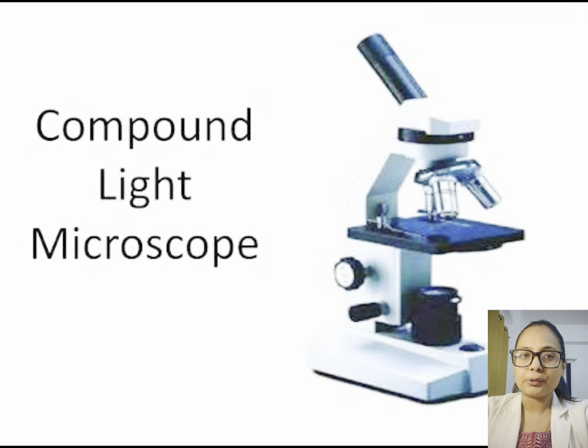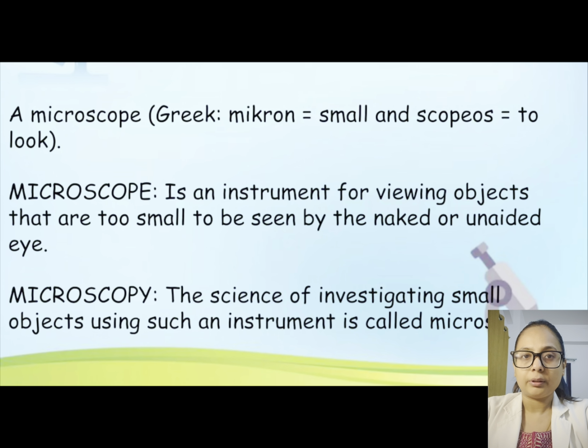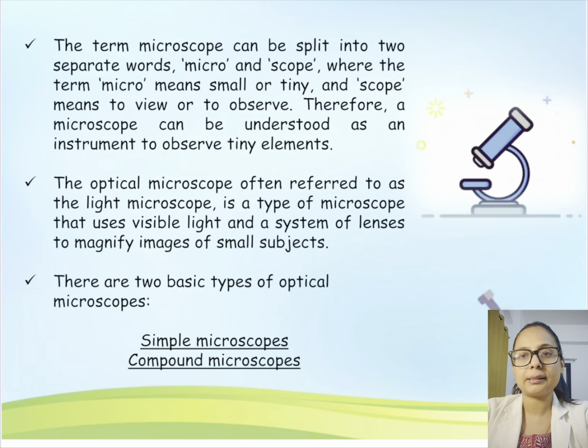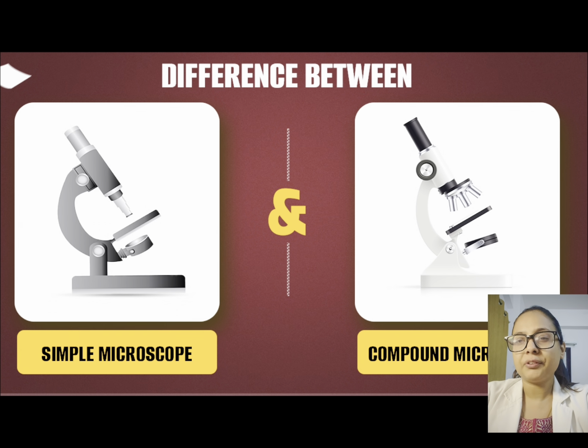What is a compound microscope? Let's break it down. Microscope is composed of two words, micron and scopios, where micron means small and scopios means to look. So, a compound microscope is an instrument used to visualize very small objects like cells and tissues, which cannot be seen by the naked eye, using two lenses at the same time. And this feature differentiates it from a simple microscope, which uses only one lens for magnification.